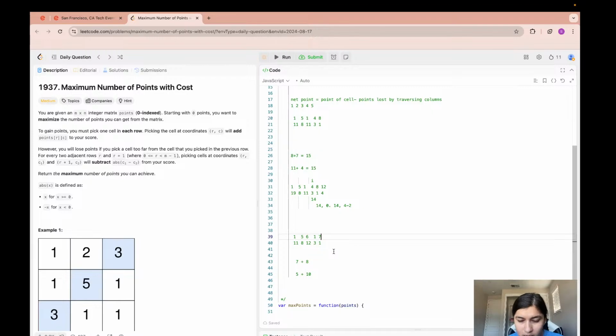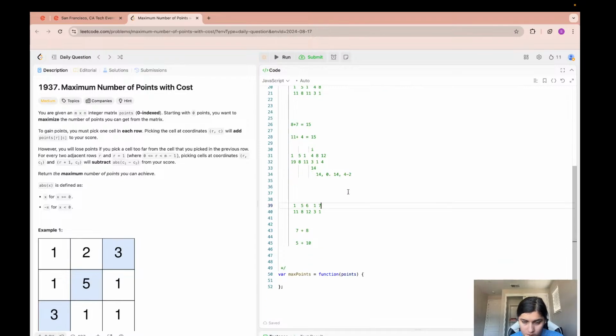Oh my god, I was distracted, sorry. 1 5 6 1 7. What is the time? 11:31. I need to do it quickly. 1 5 6 1 7 11 8 12 3 1.